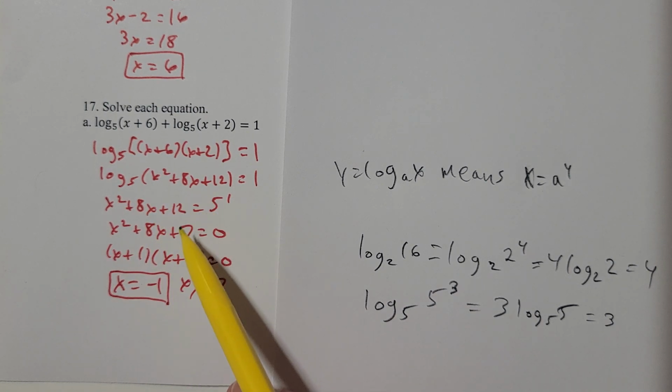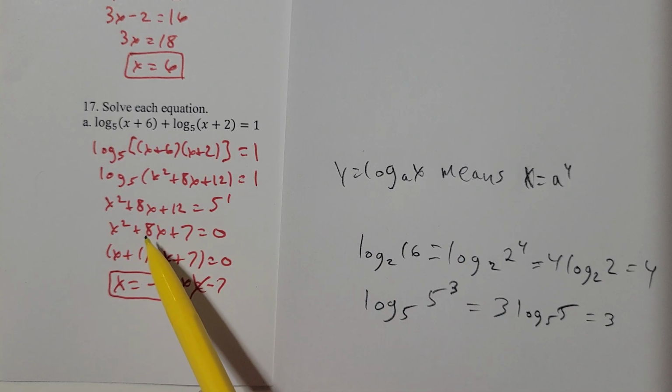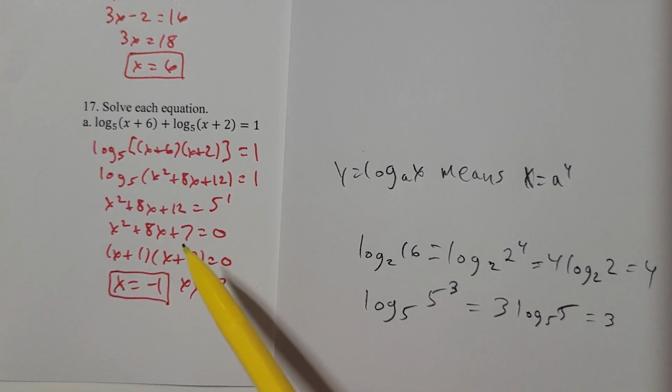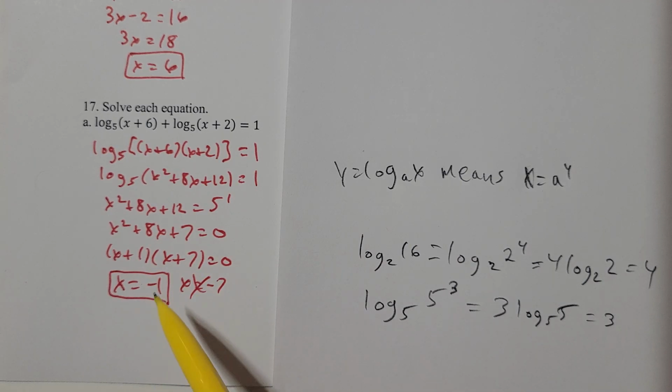If I subtract 5, x squared plus 8x plus 7 equals 0. And I'm back on more familiar ground now because I don't have any logarithmic notation going on. So this quadratic here is going to factor nicely. x plus 1 times x plus 7. Okay, and then if I set each of those equal to 0, I get x equals negative 1 and x equals negative 7.